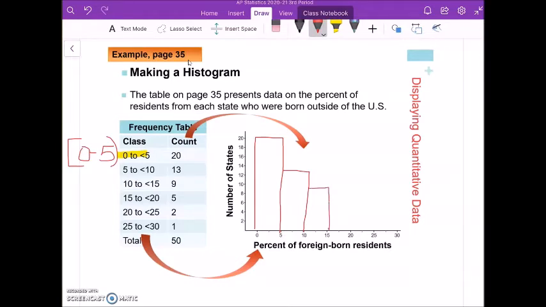My bars are a little bit crooked there. 15 to 20 is 5, so roughly there. 20 to 25, I have 2. And then 25 to 30, I have just 1. And then if I want to, I can go back and fill in my bars. It just makes it a little bit easier to read and maybe cleans up my kind of crooked bars here.